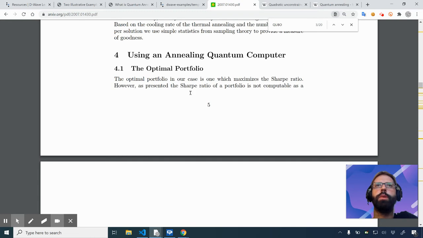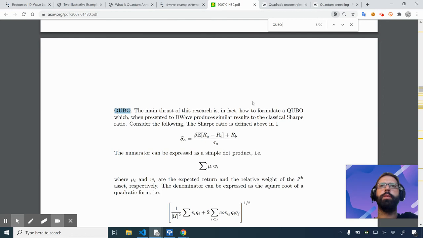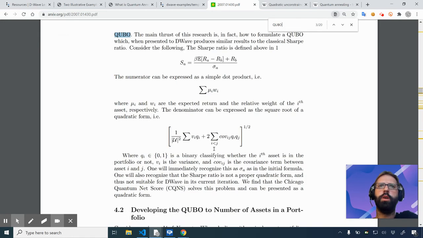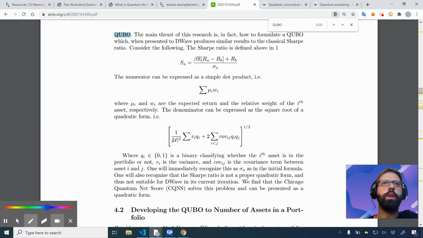How to present a Sharpe ratio of growth is not computable as a QUBO. The main thrust of this is how to formulate a QUBO which, when presented to you, has similar results to the classical Sharpe ratio. Consider the following: Sharpe ratio is defined as such. Okay, so now I see. What you're trying to do here is represent the whole portfolio thing in a QUBO form. It seems like the expected return and the relative weight of the ith asset, respectively.